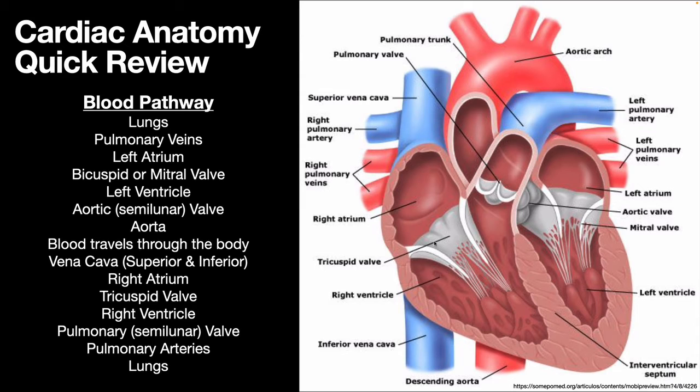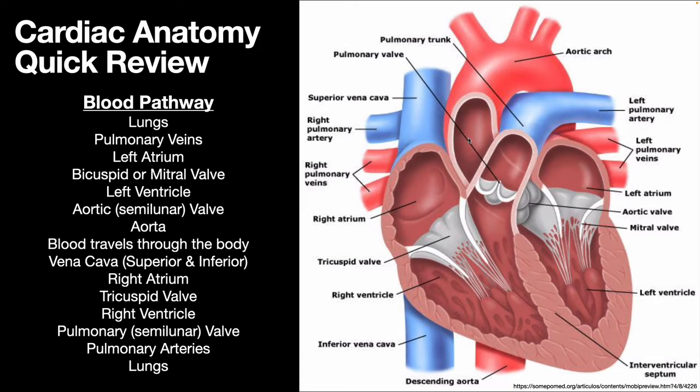Over here we have the tricuspid valve that we'll get to in a moment. After the left atrium and passing through the bicuspid valve, the blood then enters the left ventricle. From there, it will pass through the aortic semilunar valve into the aorta. From there, the blood goes throughout the body, providing oxygen and nutrients to the remainder of the body.